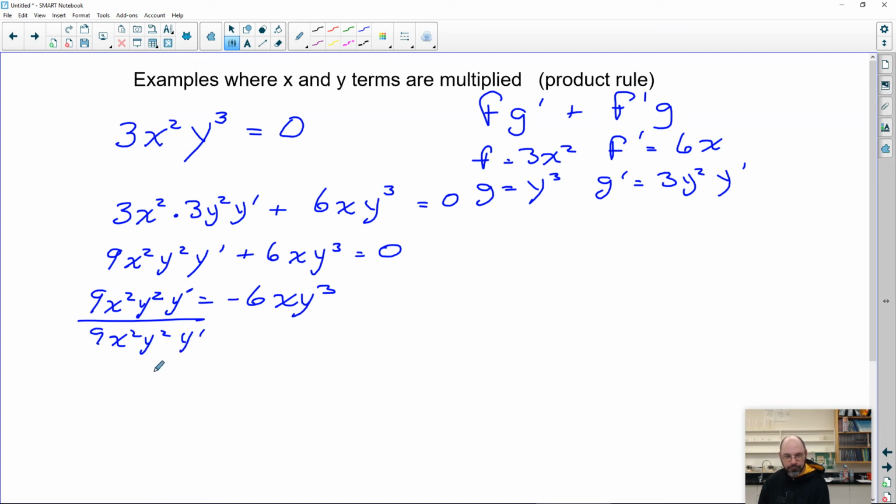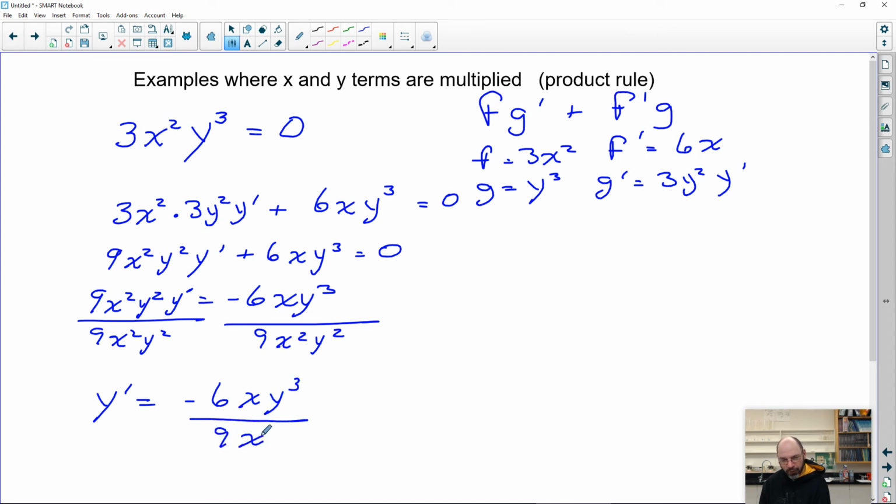Okay, so then I don't need to divide out the y prime on the bottom. I'm trying to get the y prime by itself, just the stuff that's not the y prime, pardon me. So that means this cancels out and you're left with y prime equals negative 6x y cubed over 9x squared y squared.